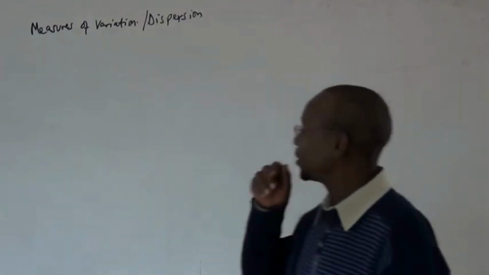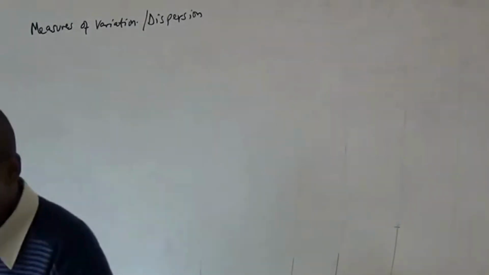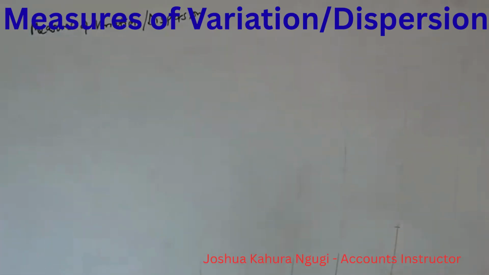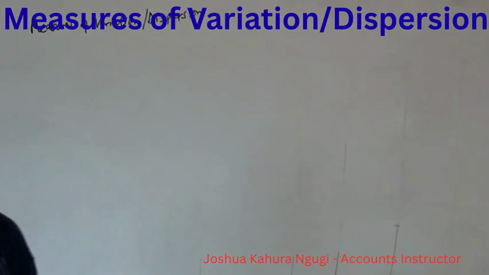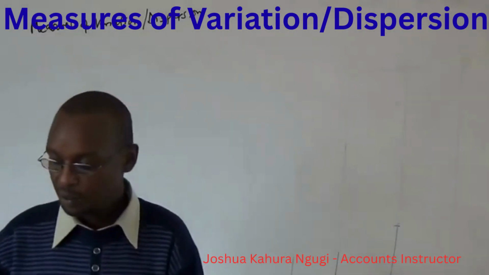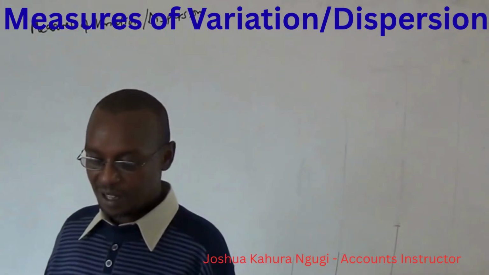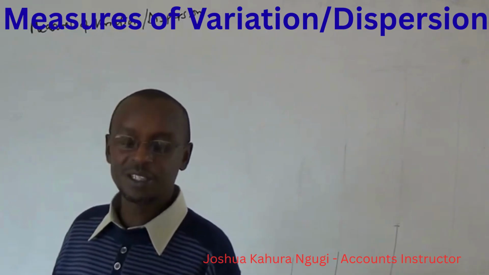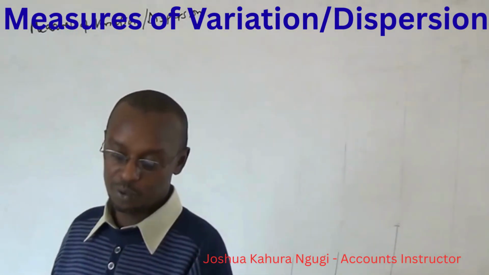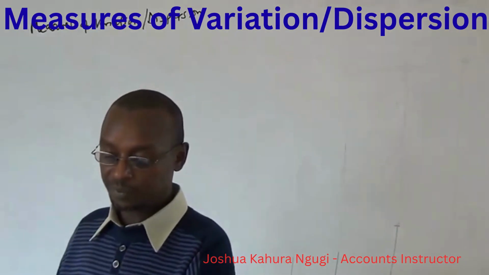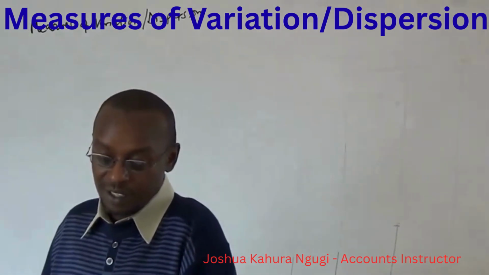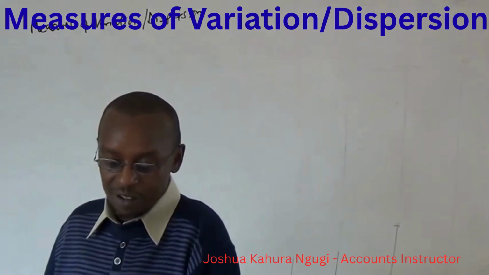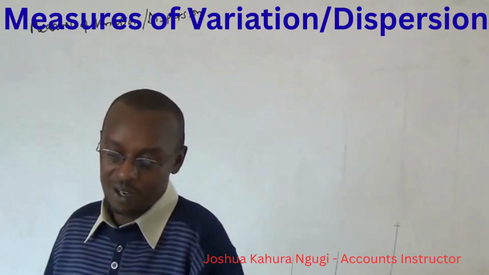So I'd like us to look at measurements of variation or measures of dispersion. And when we talk about the measures of variation, they help us in studying the important characteristics of distribution. So the measures of dispersion are useful in statistical work because they indicate whether the rest of the data are scattered around the mean or away from the mean.